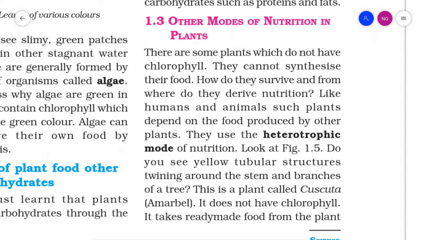There are some plants which do not have chlorophyll. They cannot synthesize their food. So now we will see how they survive and where they get their nutrition from. Like humans and animals, such plants will be dependent on food produced by other plants, and these plants use a heterotrophic mode of nutrition.